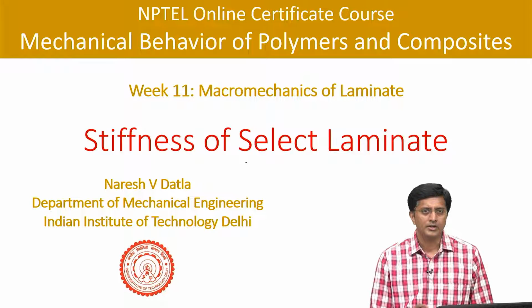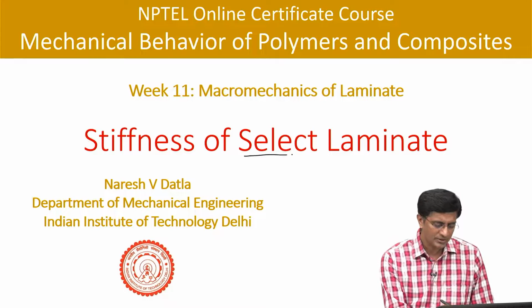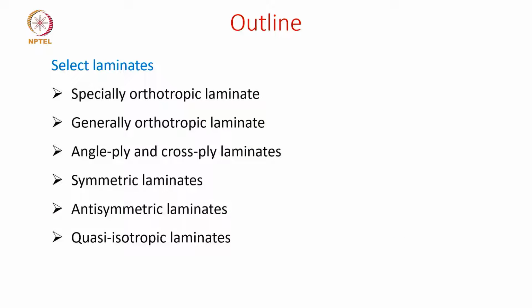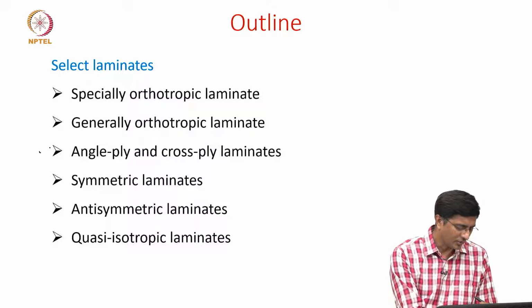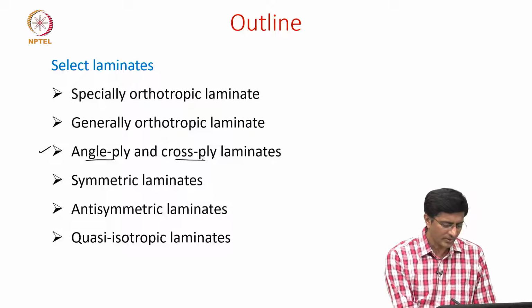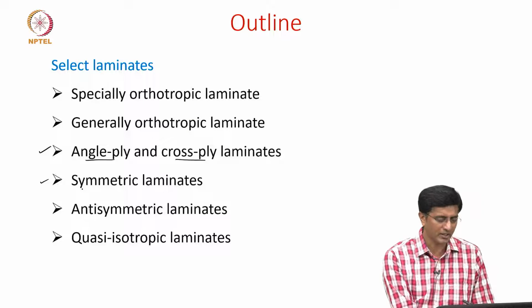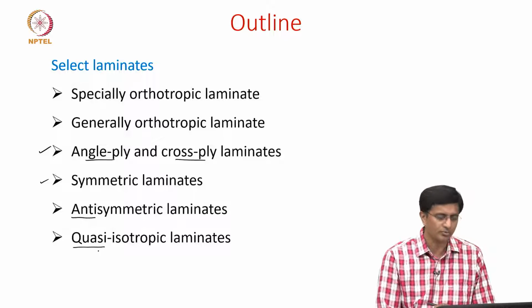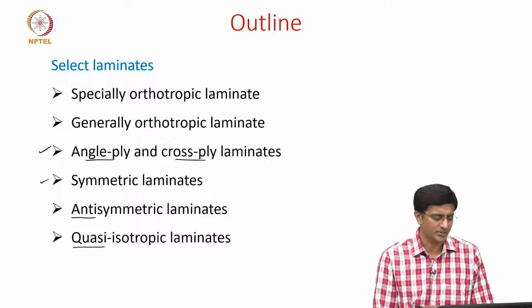Hello all. In this video, we will continue our discussion on these select laminas that we started in the previous video. In the previous video, we discussed these special and general orthotropic laminates, and we also discussed symmetric laminates. In this video, we'll look at a few other laminates, starting with angleply and crossply laminates. Later we will discuss a few more details about the symmetric laminates before we go to anti-symmetric, and lastly we will also discuss quasi-isotropic laminates.